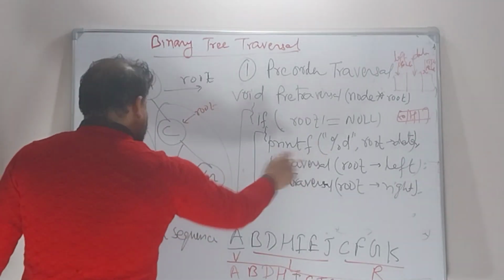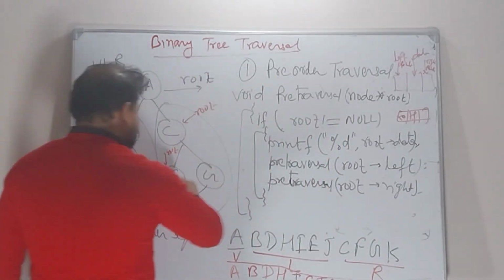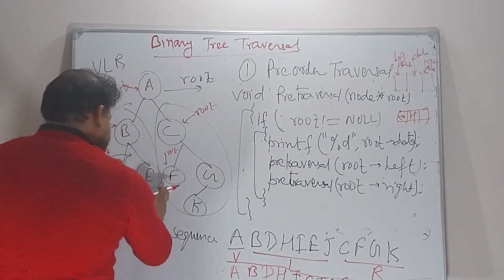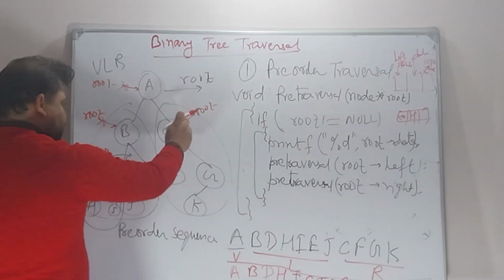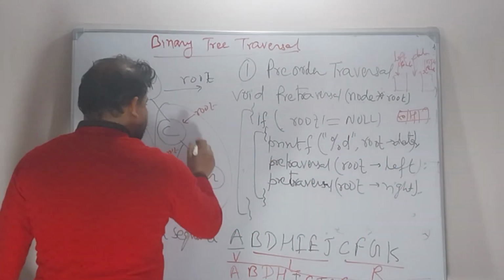Once again, root left. So root will be over here now, and check whether root is equal to null. No, it is not null. So first data will be printed. Again it will go back. Now root is null. So once again it will go back to this root, and then it will go to the root right. So root right, this part is there.